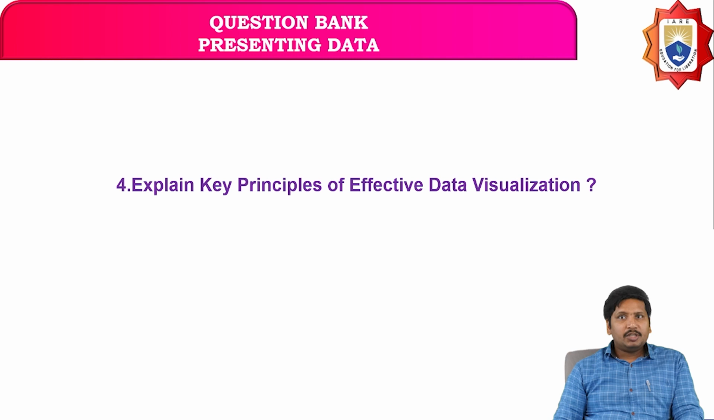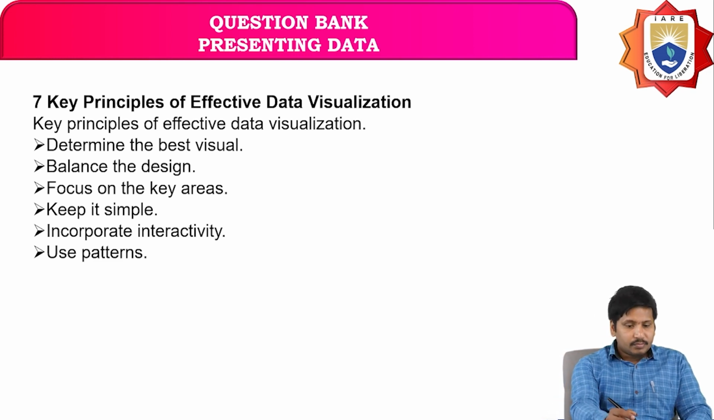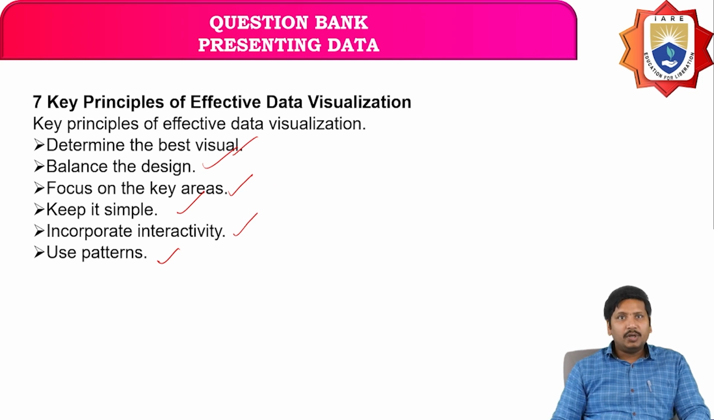Explain the key principles of effective data visualization. In that, we are going to have seven key principles for effective data visualization. The first one is to determine the best visual, and then balance the design, focus on key areas, keep it simple, and incorporate interactivity, and then use patterns. These principles make the data visualization an effective one.